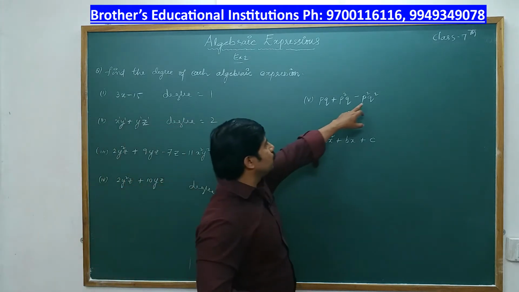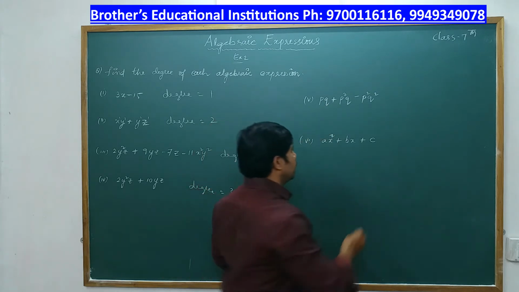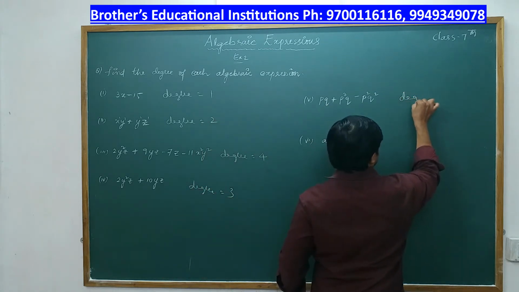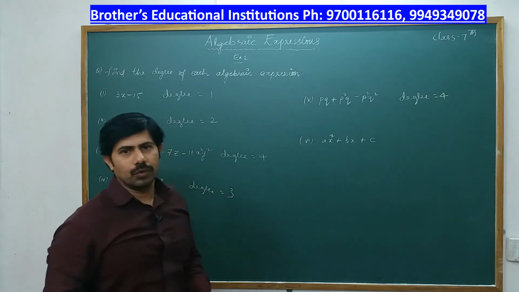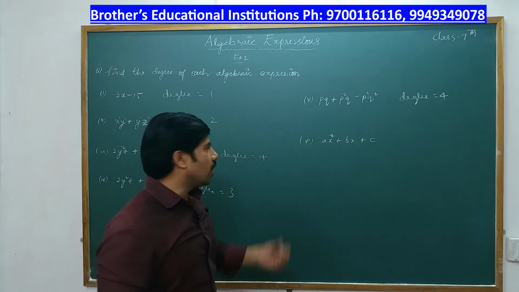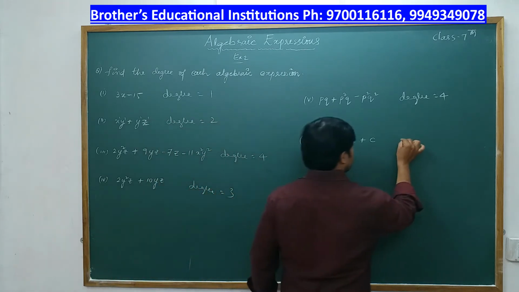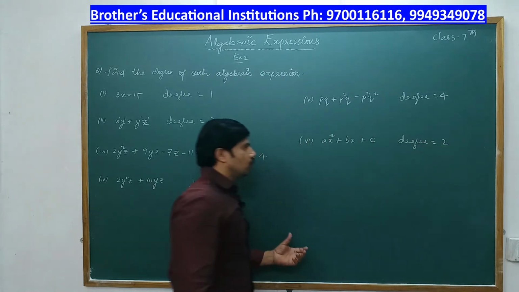Now 2 plus 2, 4, and this is 3 and this is 2. So 4 is the highest. So here the degree is nothing but 4. Right. Now after that, ax square plus bx plus c. The highest power is 2. So we write clearly the degree as 2.